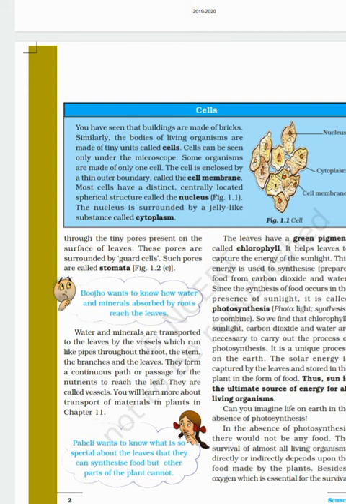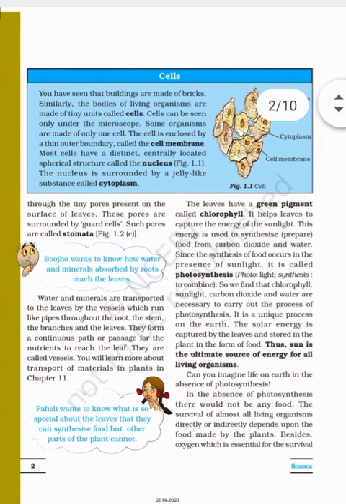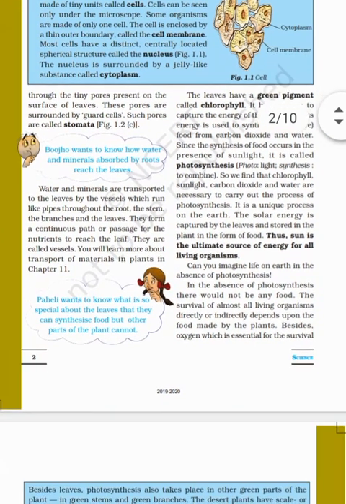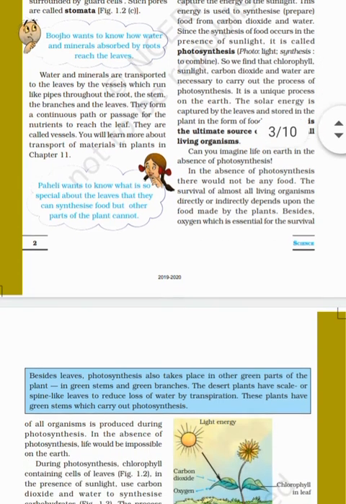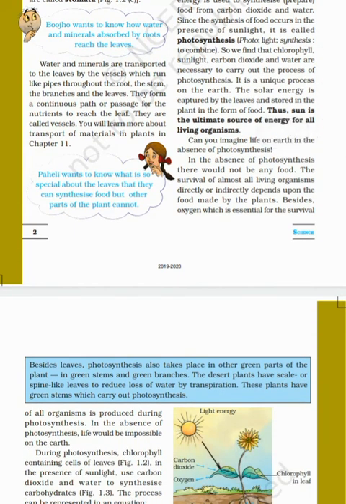In your book you will find an equation: carbon dioxide plus water, in the presence of sunlight and chlorophyll, gives carbohydrate and oxygen. Photosynthesis can occur only in the daytime because in the daytime sunlight is present, and at night sunlight is not present. That's why photosynthesis cannot occur at night. Okay, these are the main points of photosynthesis.